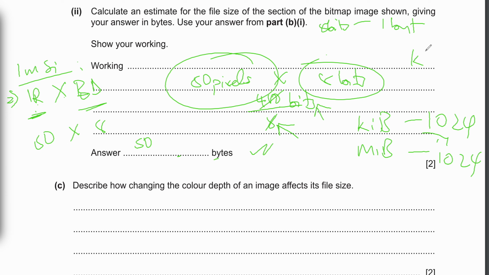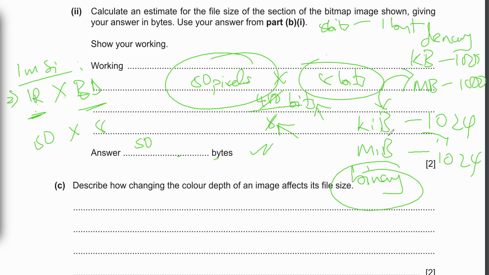But in KB you divide by 1000, and in megabytes you divide by 1000. I hope you know the difference between these. This is the denary prefix, and this is the binary prefix. Always know the difference between these two. So that's how we close this up.